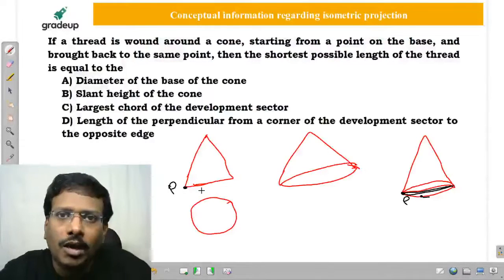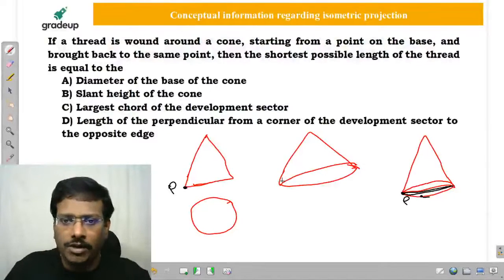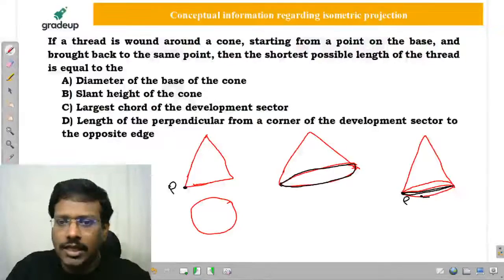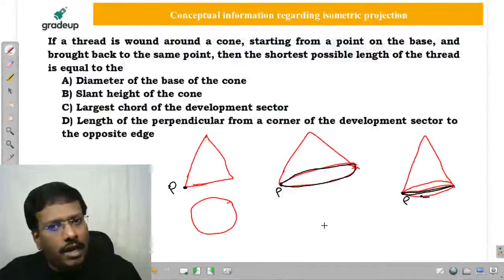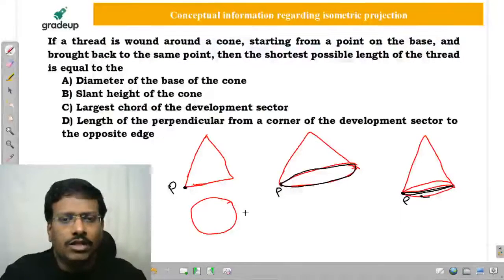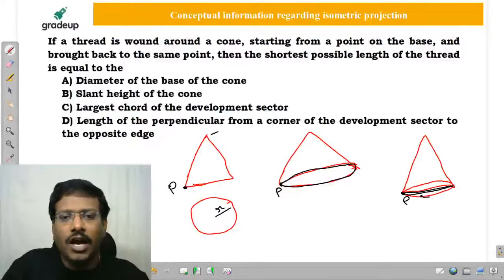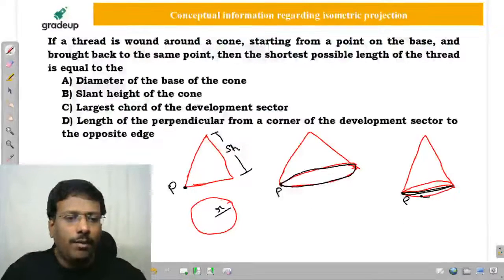Whether we have to move on the base, meaning the perimeter. So one possibility is moving around like this. Then you can reach the same point. So in this case, it will be the perimeter of the base. As compared with this, whether any other path is less or not, we'll check it out. But what do we know, sir? If this is the radius and this is the slant height, we know what the development of it is.